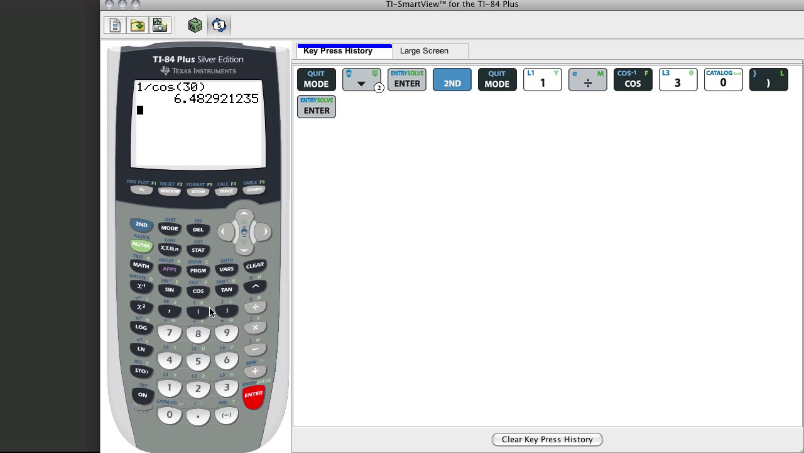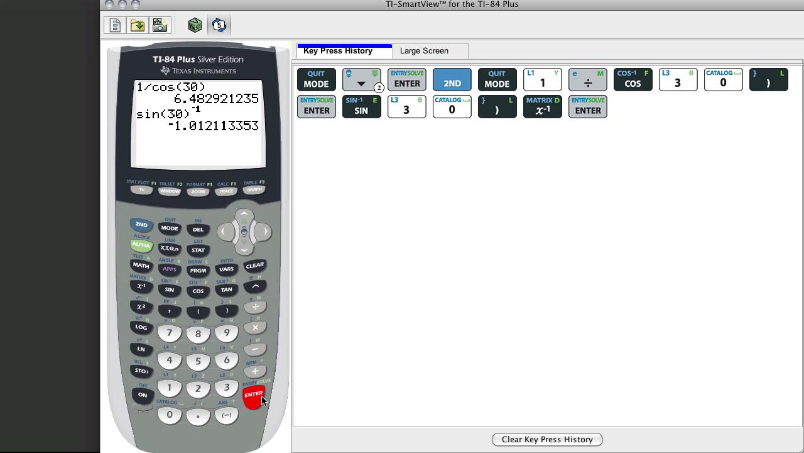Second question says, what is the cosecant? I know the cosecant is the reciprocal of sine, so I'm going to do the same thing but in a slightly different manner. I'm going to use sine 30 radians, and then I'm going to use the inverse button, which is right here. This is just a faster way of saying 1 over, and I get as an answer negative 1.01. If you look carefully, you can see that above sine, cosine, and tangent are sine negative 1, cosine negative 1, and tangent negative 1.